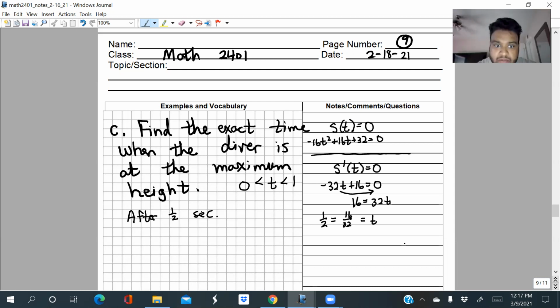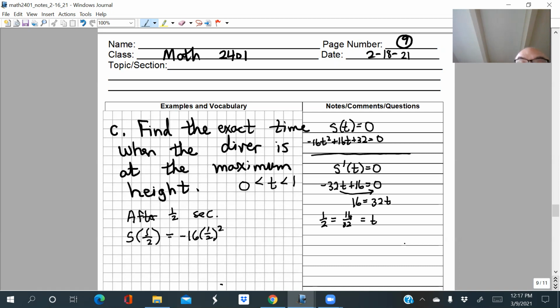We just put in half a second into the formula. Right, you just put half a second into the formula. See, just that easy. Not hard at all. Just take 1/2 and put it into the formula, and whatever you get from that is what the maximum height will be. Someone may have to calculate this for me. Remember, put it into the original formula, because that's the height formula. Don't put it into the rate of change formula, because that's the velocity formula.